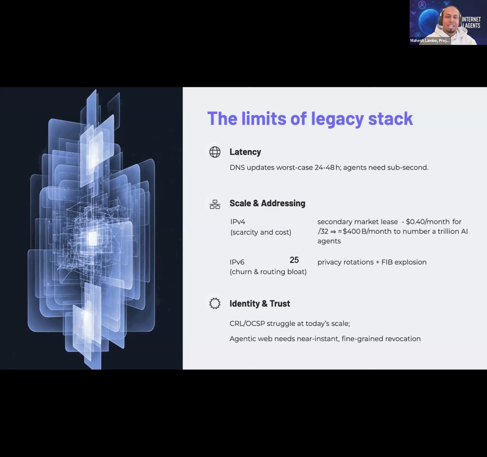And then we already have IPv4, where the global free pool was exhausted in 2011. And what's left is traded on the secondary market, with a 32-bit address costing approximately 40 cents per month.